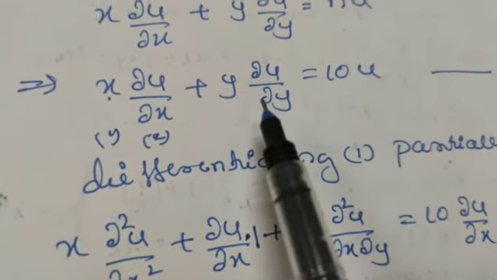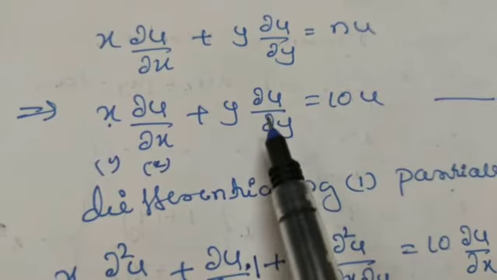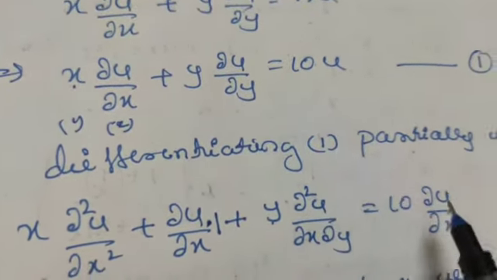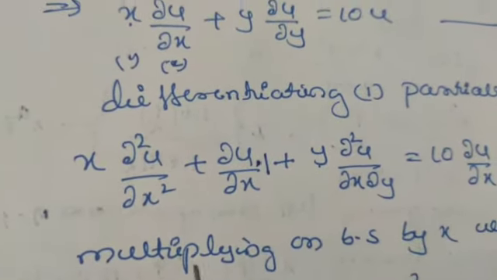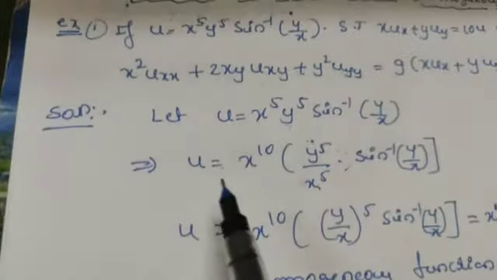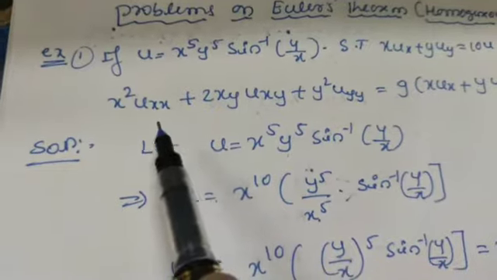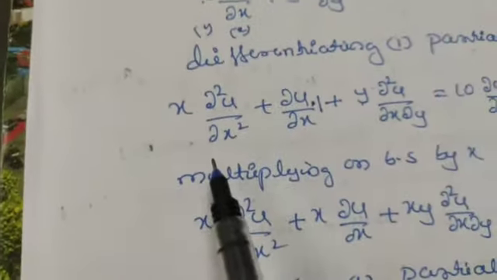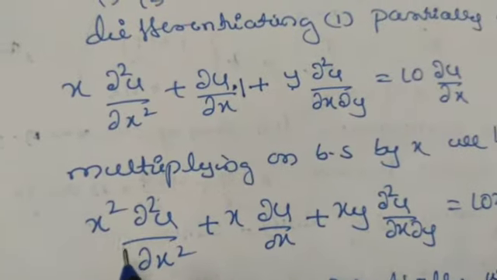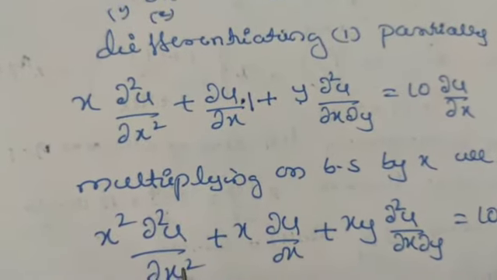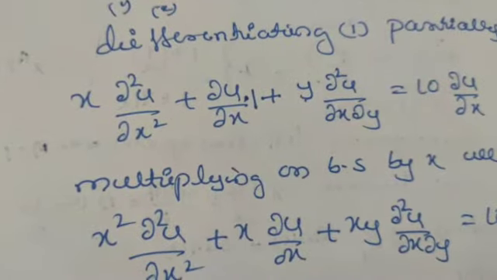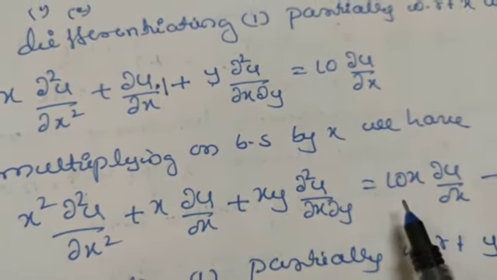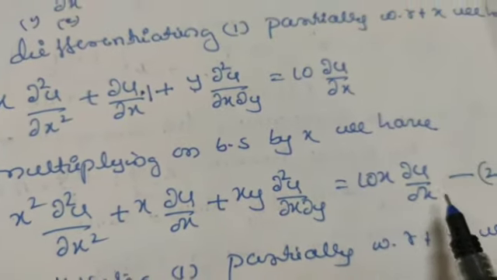So here differentiating this one partially with respect to x means dou two u by dou x dou y. This is equals to 10 into dou u by dou x. Because we want to prove x squared uxx means x squared dou two u by dou x square. So for that, multiplying this on both sides with x, you will get x squared dou two u by dou x square plus x into dou u by dou x plus x into y dou two u by dou x dou y is equals to 10x into dou u by dou x.